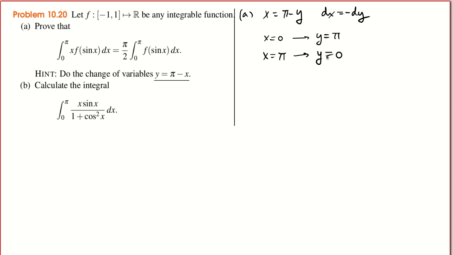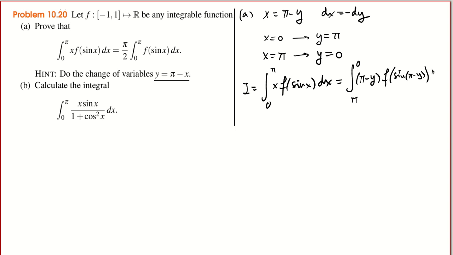Okay, so we transform this integral, the integral that we want, I, which is from 0 to pi of x f sine of x dx, into the integral from pi to 0 of pi minus y f of sine of pi minus y times minus dy. The minus compensates the change of limits, so we can write 0 to pi and get rid of this minus.